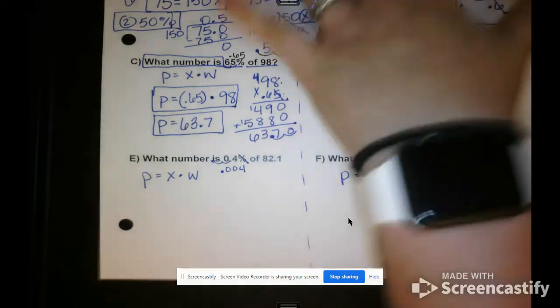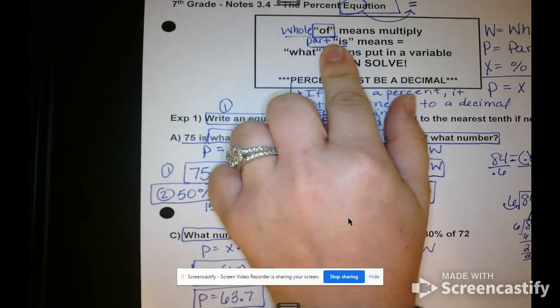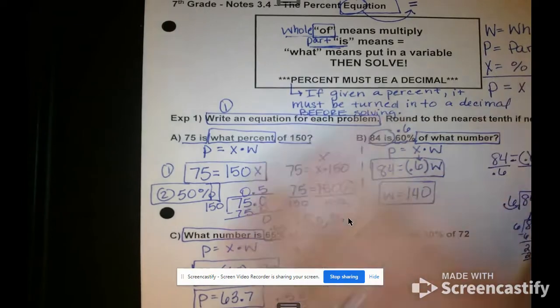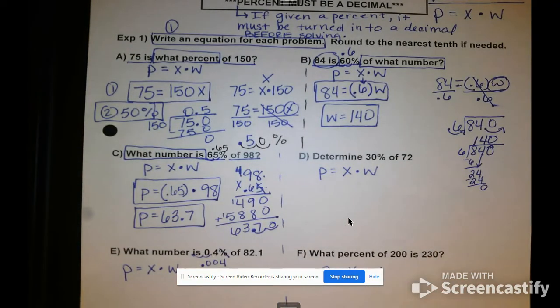What you really need to make sure you pay attention to is the "of" is the whole, the "is" is the part, and X is the percent. Did you write that down? On number F, how would we set it up? Just try it. It would be part and whole. It doesn't give you a percent, right?